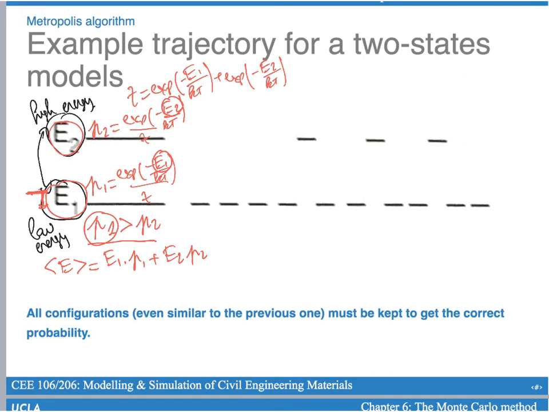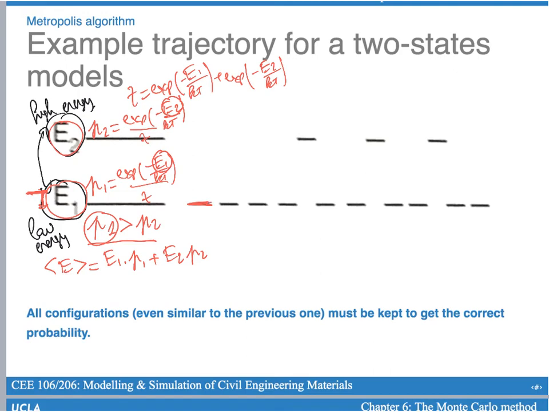So now if you want to simulate this with a Monte Carlo algorithm, you will do the Metropolis exploration. You will start from a given reference, which in this case will be configuration number 1.